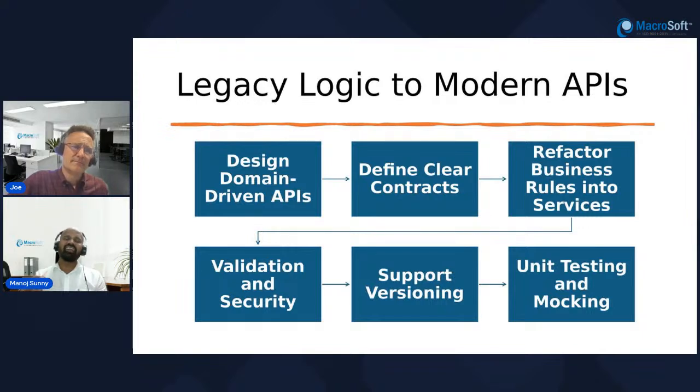Next is to add validation and security. At the API gateway, we handle input validation and apply security standards like OAuth2 and JWT. That's commonly used for securing the APIs, and it ensures only the right data gets in and only authorized users get access. The fifth step is unit testing. We write unit tests for every endpoint to make sure the new APIs behave exactly like the legacy logic. Mocking helps simulate any external systems we rely on.